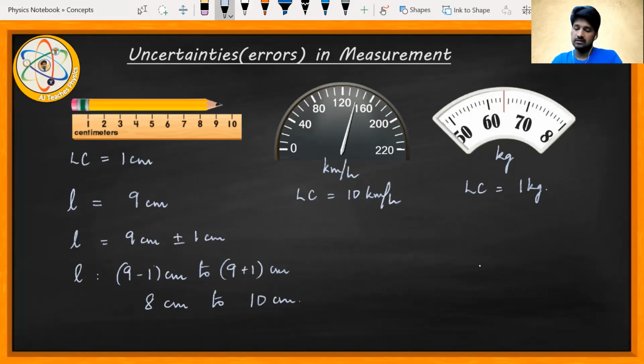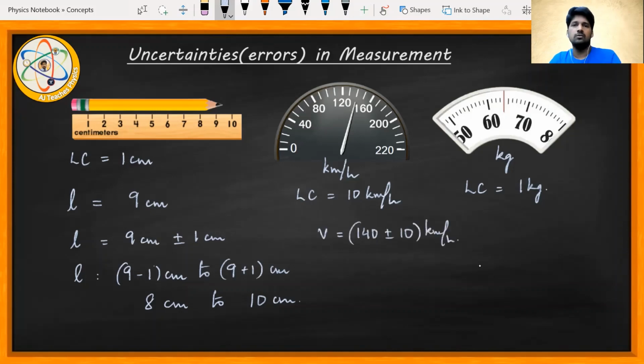No. Even when it is pointing directly towards that marking, we cannot be sure that the measurement is actually 140 kilometers per hour, because the marking itself, as you can see, has some thickness. The needle has some thickness. So how can you be sure that it's exactly 140.0000 kilometers per hour? We cannot. So even if the reading shown seems to be exact, we need to report it with the possible deviation. That is, we need to indicate the uncertainty in the measurement as well. So we note the speed V as 140 plus or minus the least count, 10 kilometers per hour.